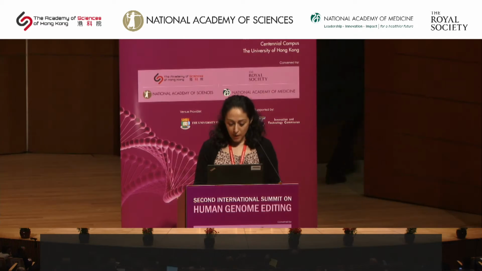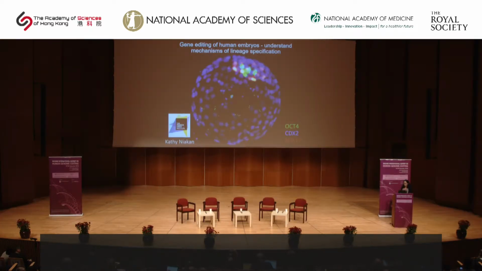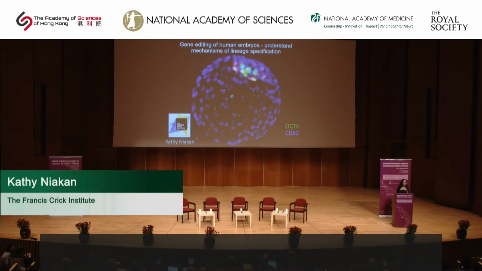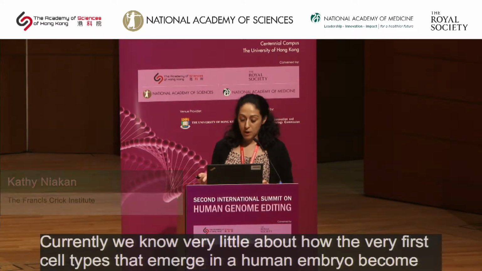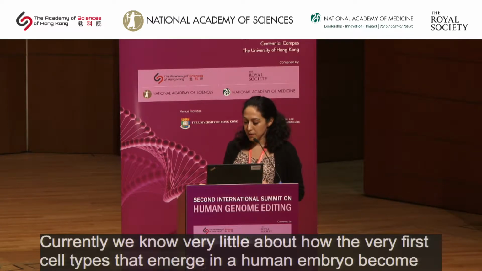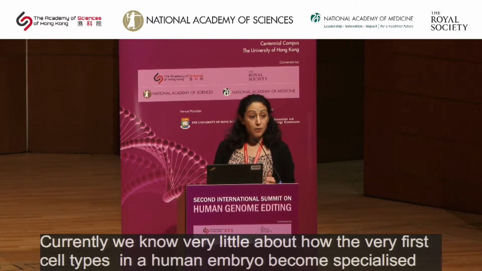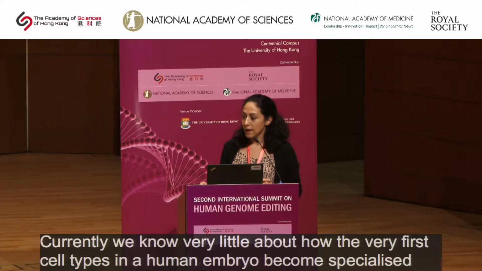So I wanted to start by describing some of the interests that my lab has in understanding early human development. Currently, we know very little about how the earliest cell types in a human embryo are specialized or become specified in their fate and function, and what are the key genes that are responsible for this process. So we're using CRISPR-Cas9 methods of genome editing, among many other methods, to understand and address broader questions about gene function in early human embryogenesis.